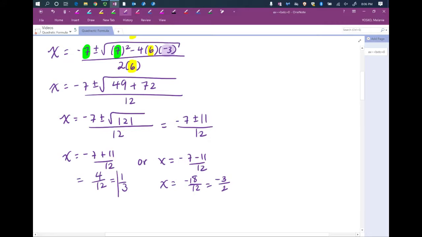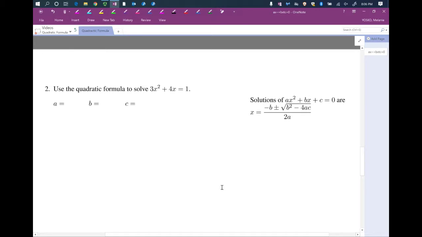So there are two answers, x equals 1/3 and x equals negative 3/2. Let's try another one. Use the quadratic formula to solve 3x squared plus 4x equals 1. So let's label each piece. A is the coefficient of x squared, so it's 3. B is the coefficient of x, which is 4.